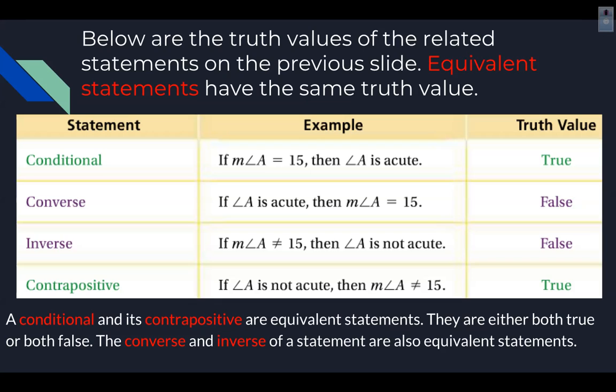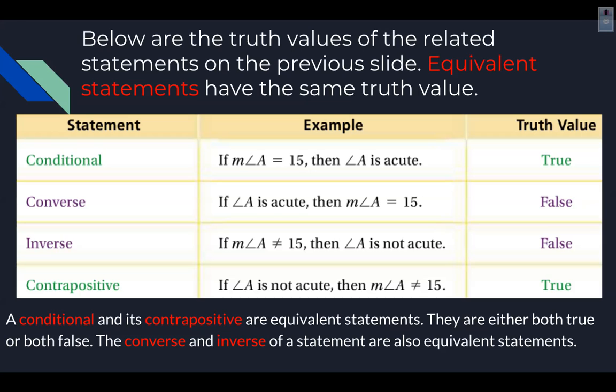Equivalent statements have the same truth value. So if they're the same truth value, we say that those are equivalent statements. In the first one, if the measure of angle A is 15, the measure of angle A is acute. This is true, because if it's 15 degrees, we know it's an acute angle. Now the converse says if angle A is acute, then the measure of angle A is 15. If you can come up with a counterexample, you know it's false. The counterexample could be 16 or 17 and still be acute.